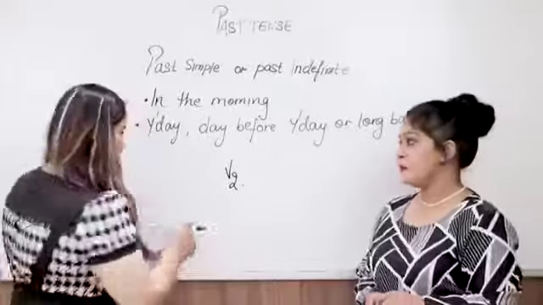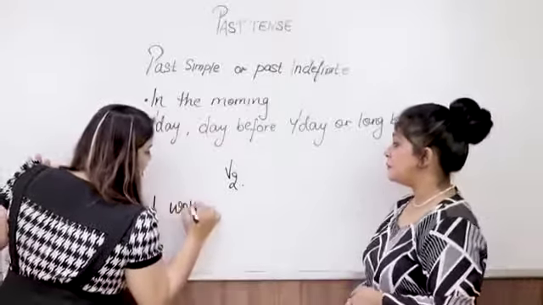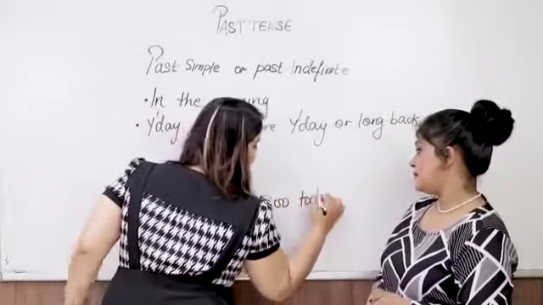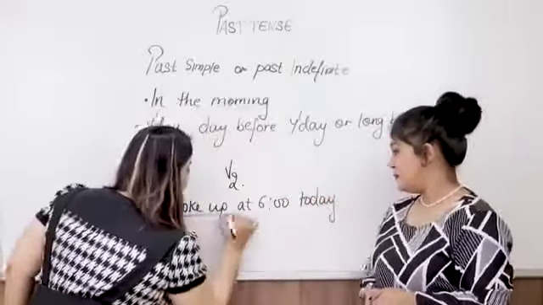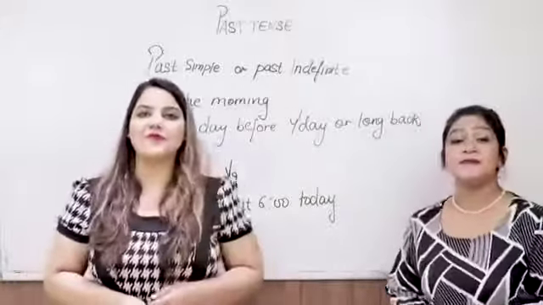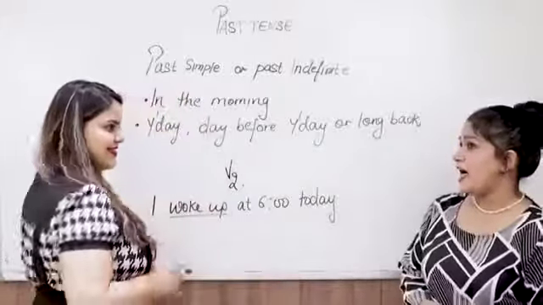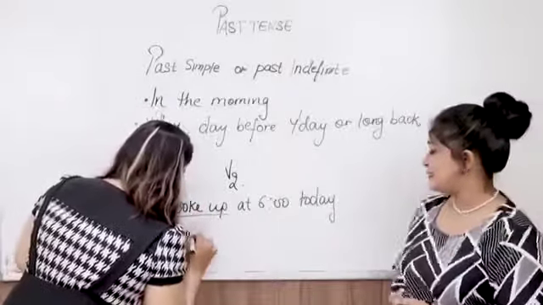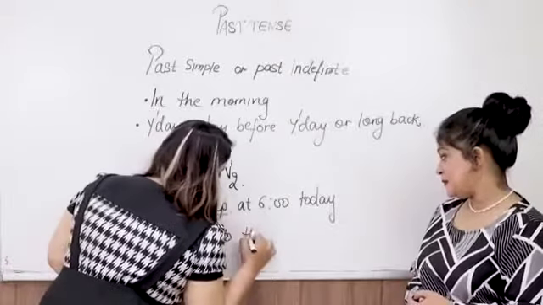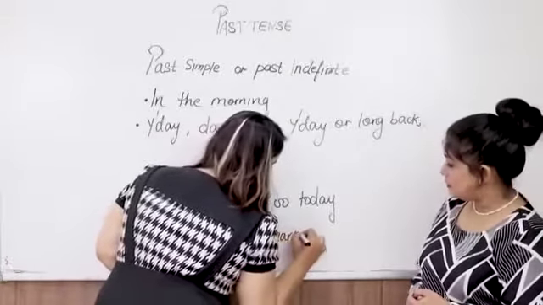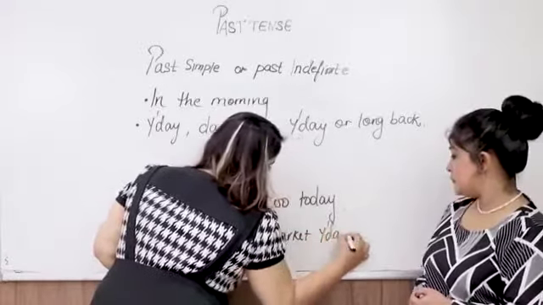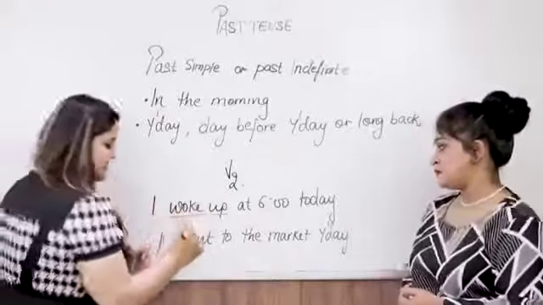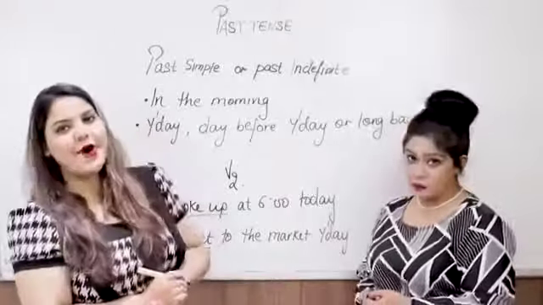For example, I woke up at 6 o'clock today. Now woke up is the verb's second form. Another example: I went to the market yesterday. Now they both are positive sentences, and in both the sentences we have used verb's second form.